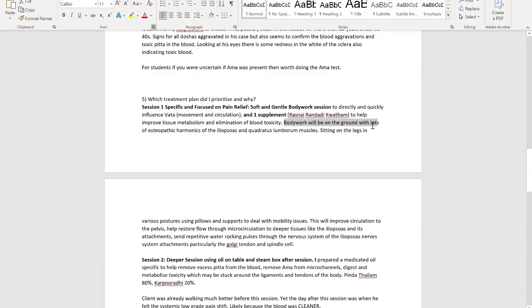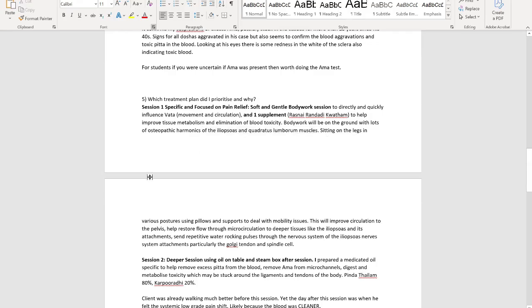Bodywork will be on the ground with lots of osteopathic harmonics of the iliopsoas and quadratus lumborum muscles. These muscles I'll show a visual of in a moment, and they're the key muscles involved in his pain. Being able to address them with a harmonic movement, a gentle, subtle pulsing and rock, allows the circulation to move deeper into the body.